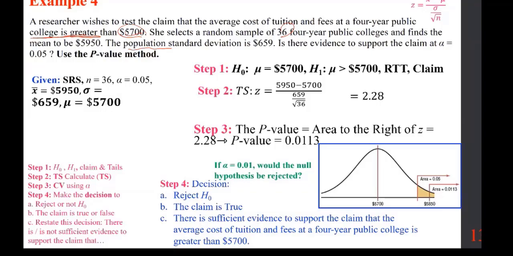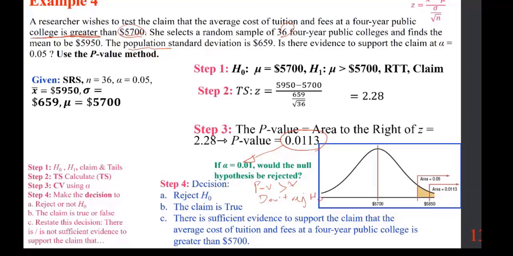If alpha is 0.01, would the null hypothesis be rejected? Yes or no? In other words, reject H0, or fail to reject H0. Which one and why? Would you reject it? No. What is the p-value? Isn't this 0.0113? Yes. When you compare it to this, which one is larger? The p-value. P is greater than alpha. Therefore, don't reject H0.